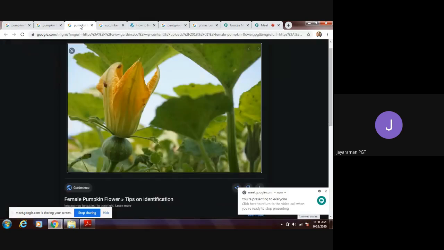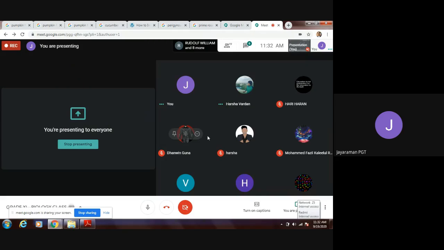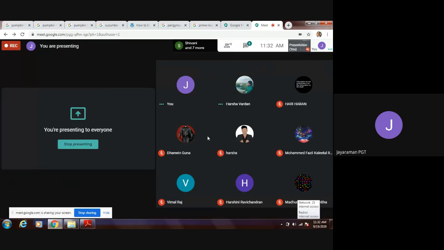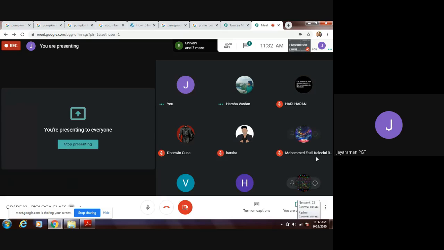So in the epigynous flower, the flower parts arise above the gynoecium, above the ovary. This is known as an epigynous flower. Okay.